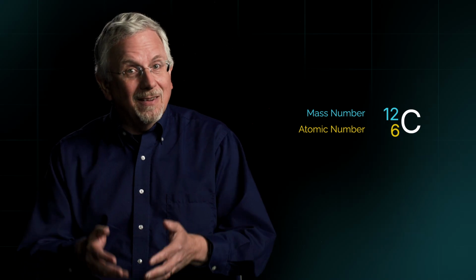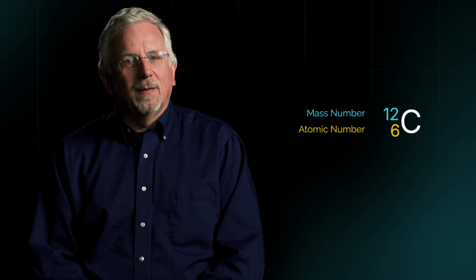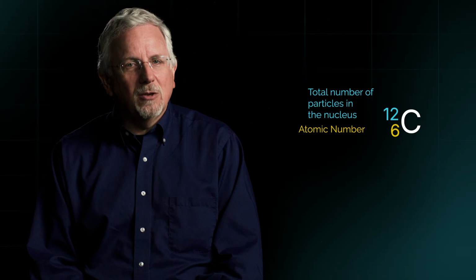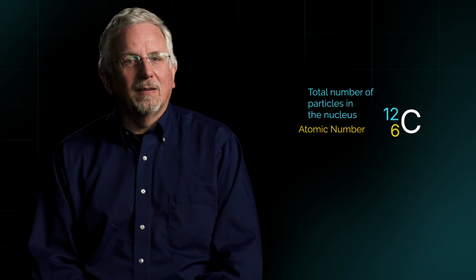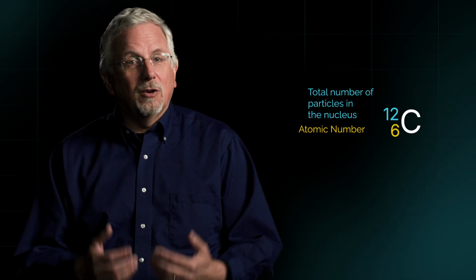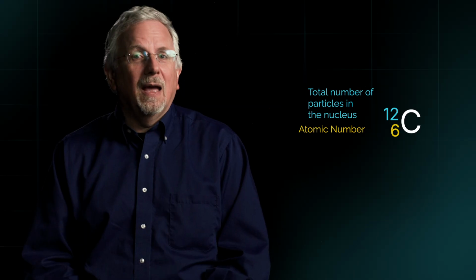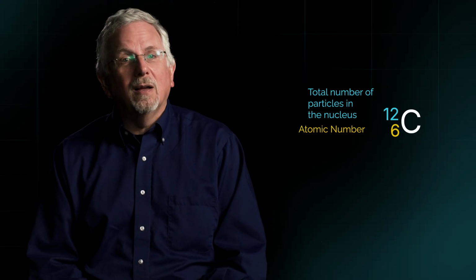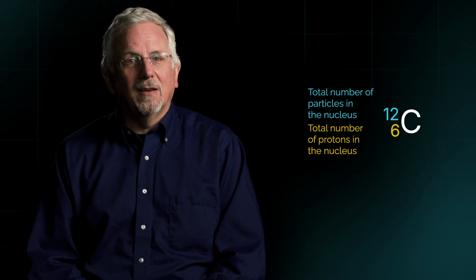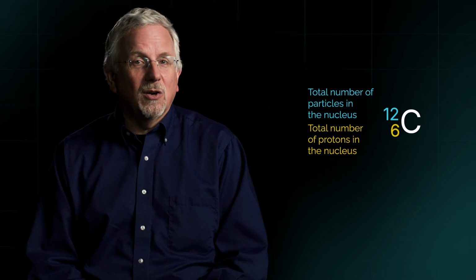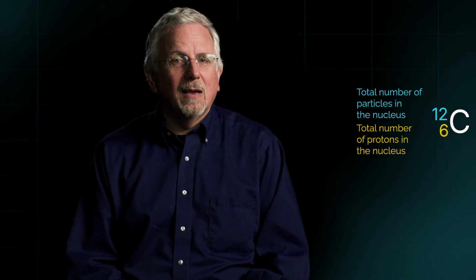But now that we're diving into the nucleus, we're going to adjust our language. Instead of calling the top number the mass number, we'll refer to it as the total number of particles in the nucleus, protons and neutrons. Since these particles have nearly the same mass, total number and mass number are simply two ways of describing the same concept. And instead of atomic number, we'll refer to the lower number as the total number of protons in the nucleus, which also represents the nucleus's total charge, since only protons carry charge while neutrons remain neutral.